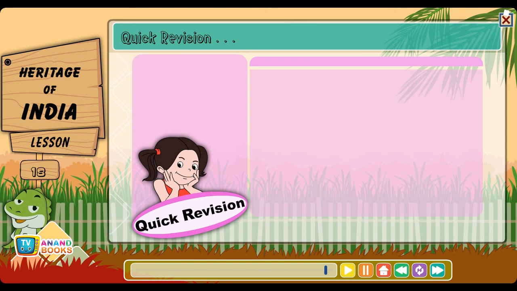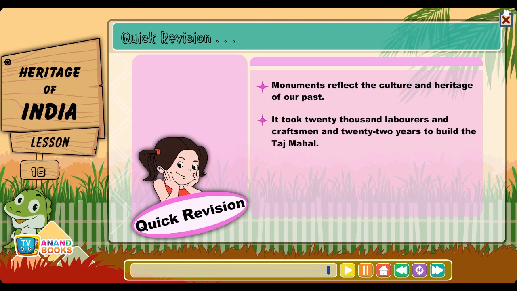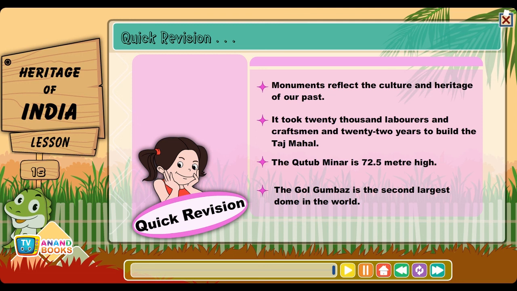Quick revision. Monuments reflect the culture and heritage of our past. It took 20,000 laborers and craftsmen and 22 years to build the Taj Mahal. The Qutub Minar is 72.5 meters high. The Gol Gumbaz is the second largest dome in the world.